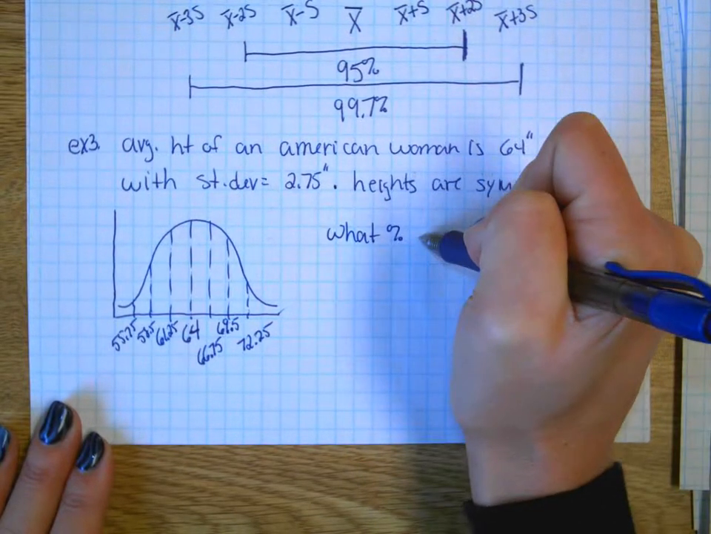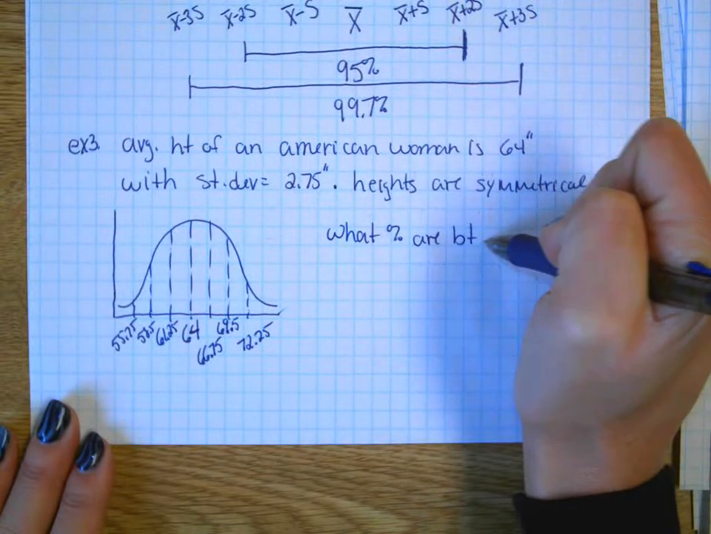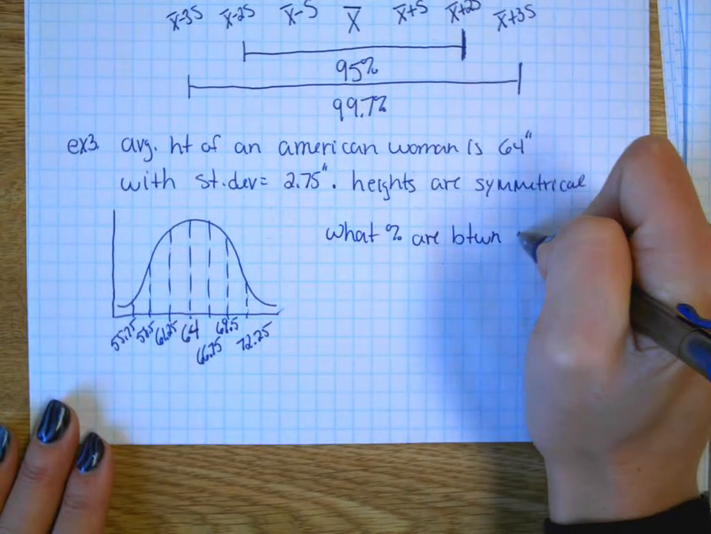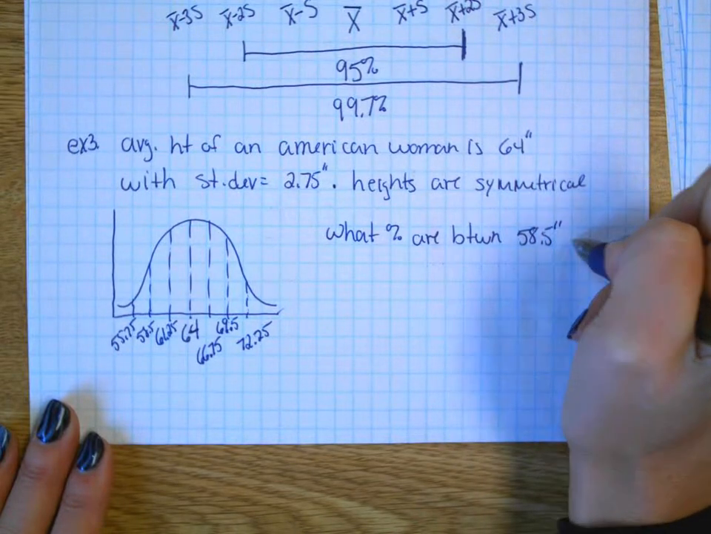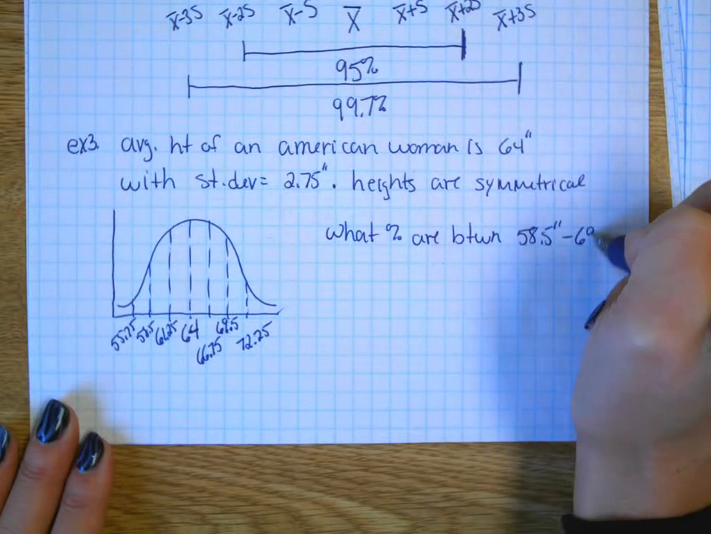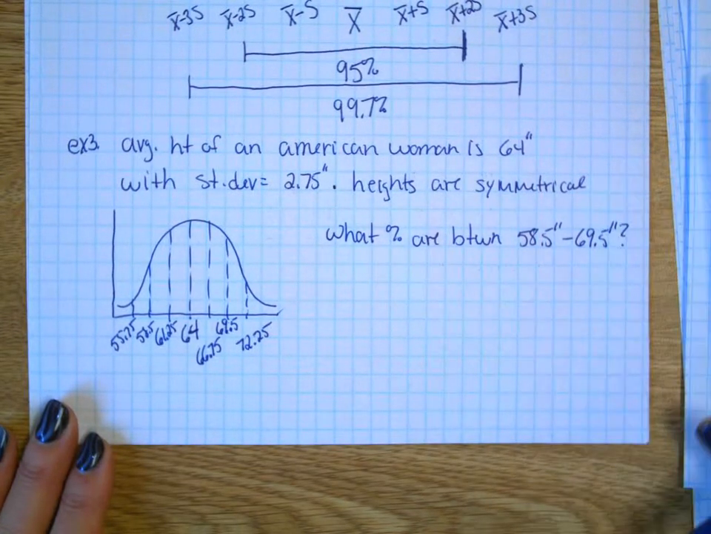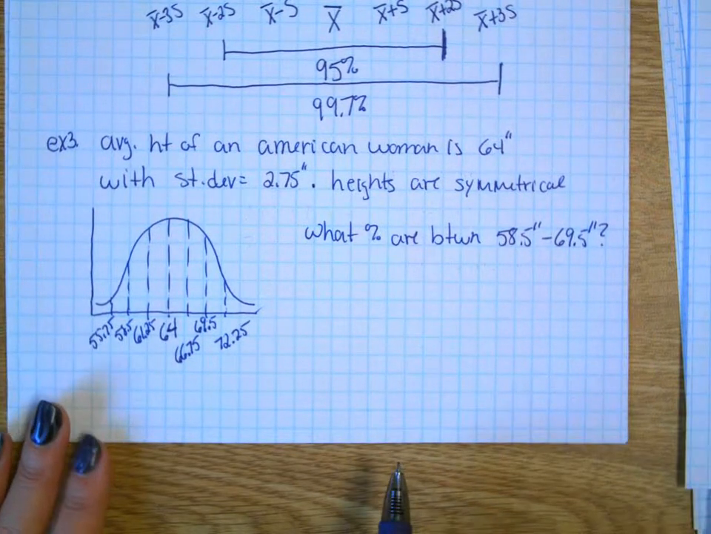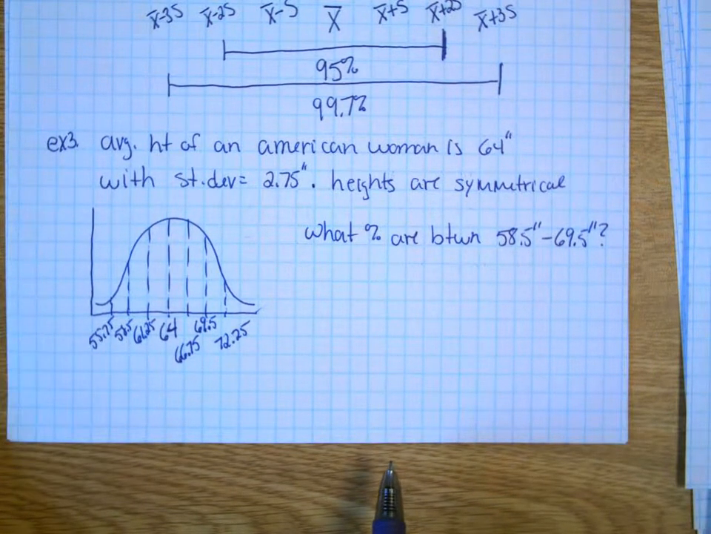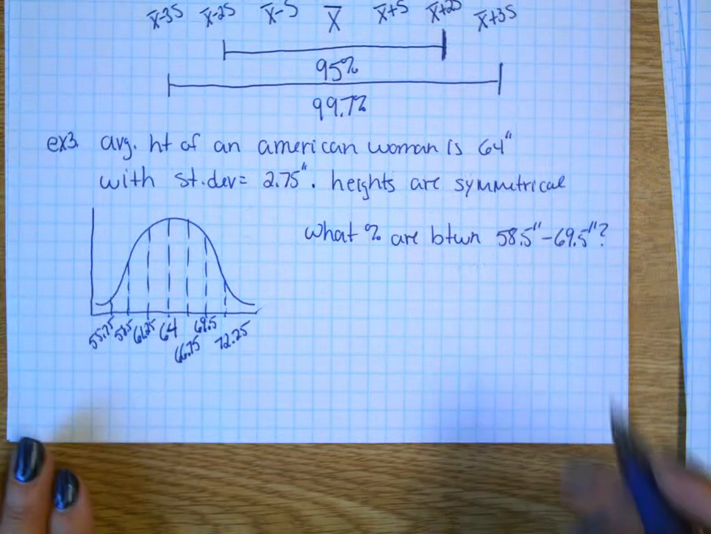What percent are between 58.5 inches and 69.5 inches? How do I figure that out? 95. It's that challenging. How did you get 95? Just looked at the chart above.